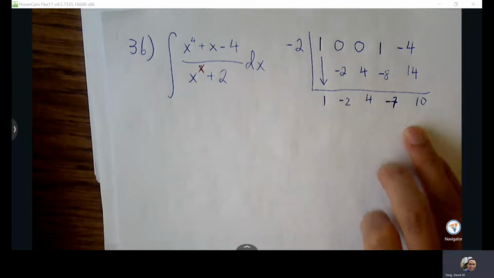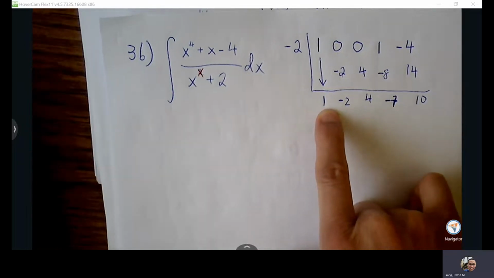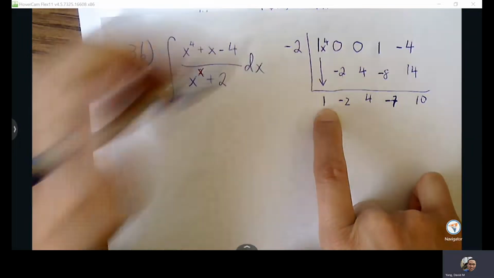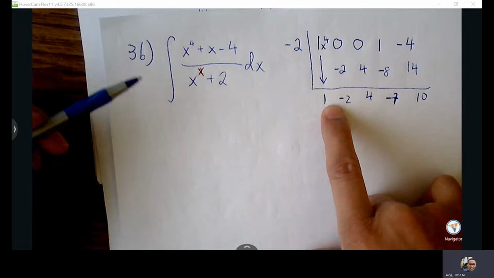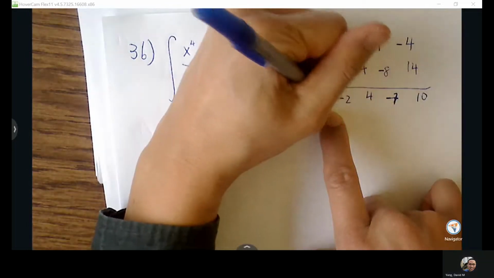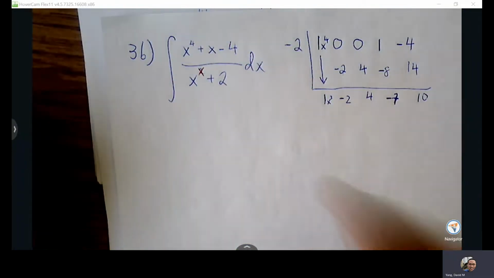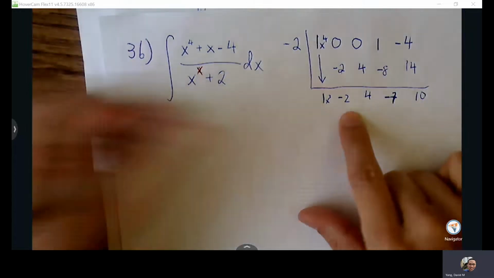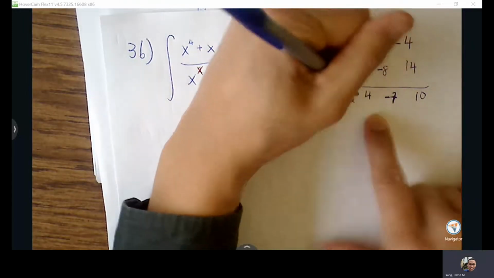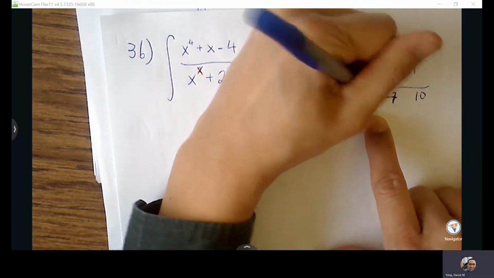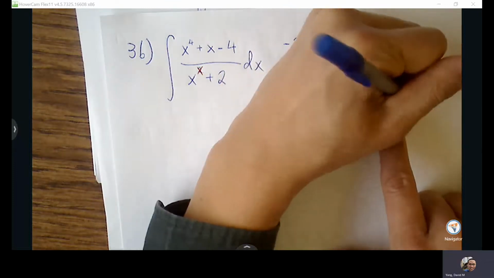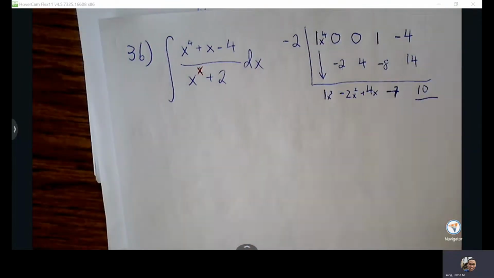Okay. Now, what's the degree of this first term? All right, so if I started with x to the 4th, I'm always going to drop by 1 degree. So every term is going to just fall by 1 degree after that. So x squared, x, constant, and then finally the remainder.